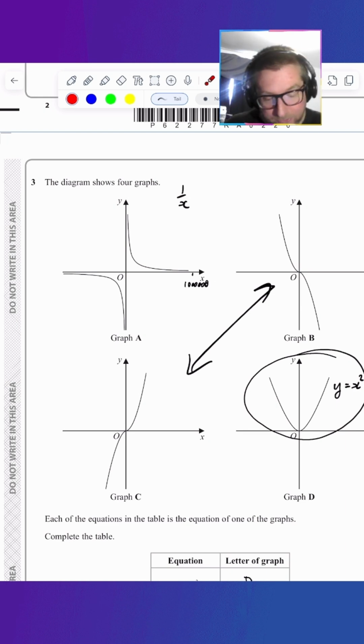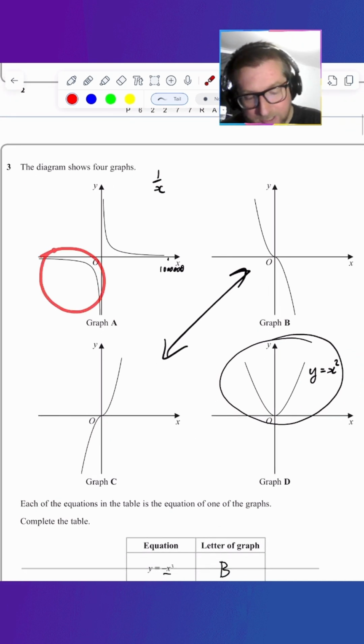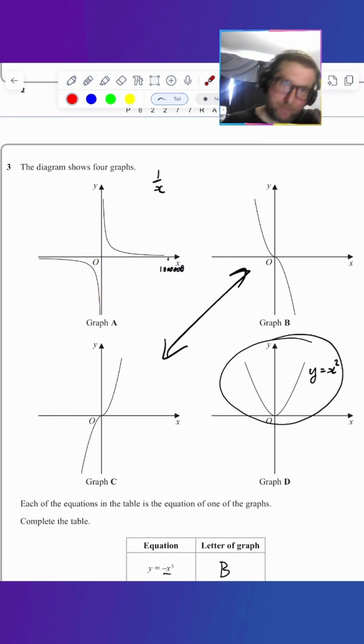A similar thing happens at the other end. As x gets really, really small, 1 over 0.1 is 10, 1 over 0.01 is 100, 1 over 0.0000001 is like 10 million or whatever. So as x gets smaller and smaller, this graph gets bigger and bigger, but again, never touches the y-axis because we cannot put 0 into this equation. 1 over 0 breaks maths. And a similar thing happens with the negative x values. We get the same shape, but it's negative.